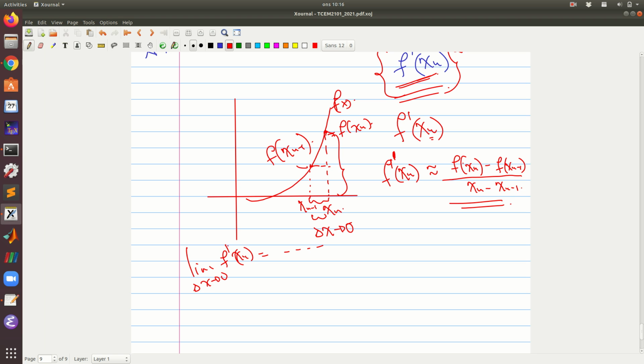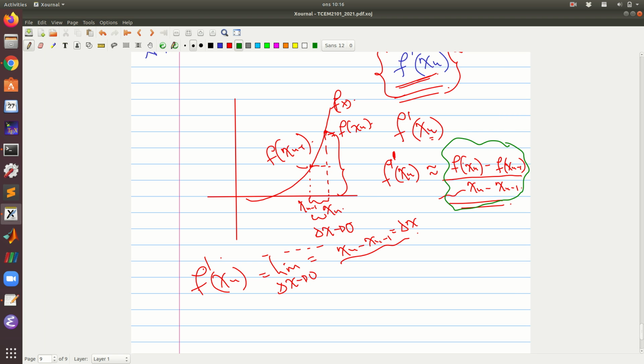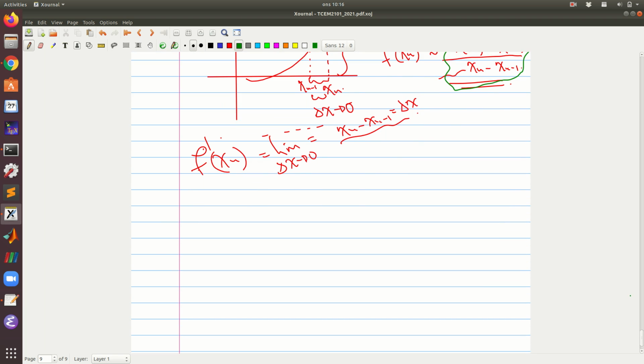Of course, you remember this from your calculus: f dash at xn is given by the limit as delta x approaches 0 of whatever we have on the right hand side, where xn minus xn minus 1 equals delta x. So we are just replacing our derivative with this computation here. All we need to do now is substitute back, so we can write it neatly.